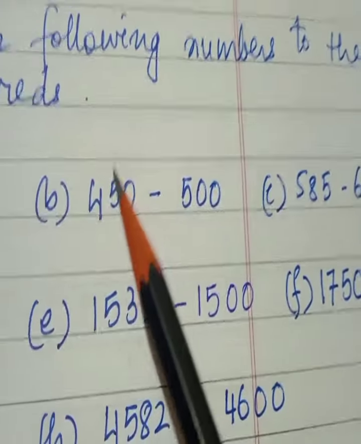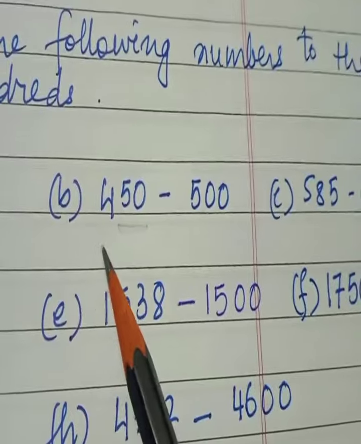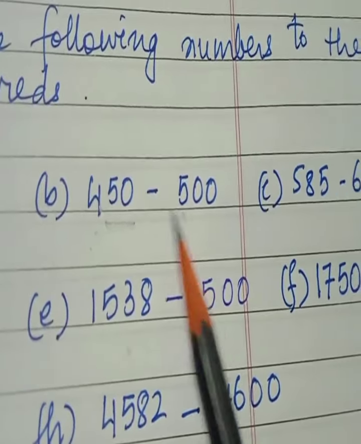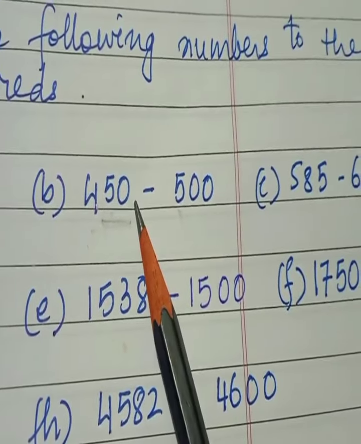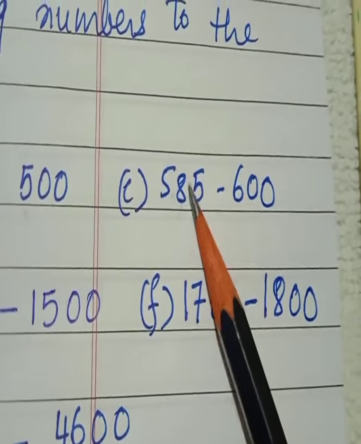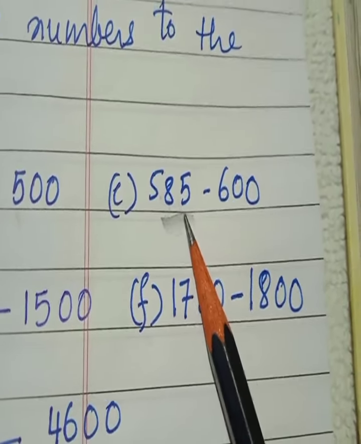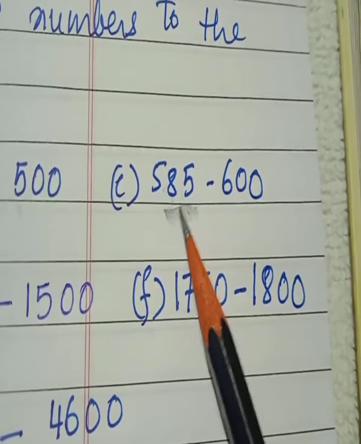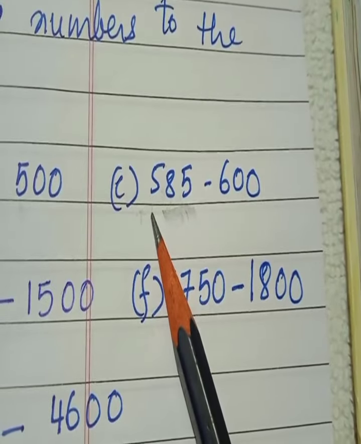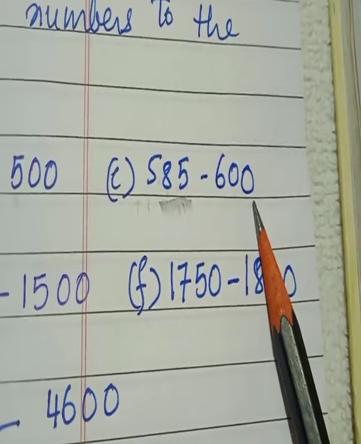Let's see number B, 450. See, it has reached the 50 mark. If it has reached the 50 mark, it will be plus 1 for the hundreds place. So 4 plus 1 will give us 500, and the tens and the ones place will be replaced by zeros. Number C is 585. Again, note the tens place. It is 85, which is much above 50. So 1 will be added to the hundreds place, making it 6 hundreds, and the tens and the ones will be replaced with zeros.